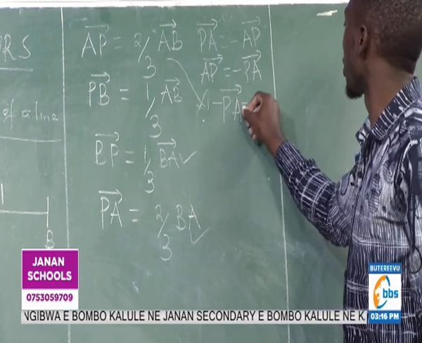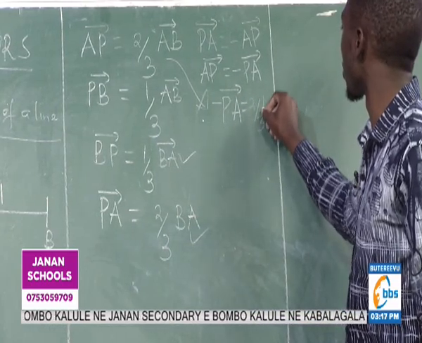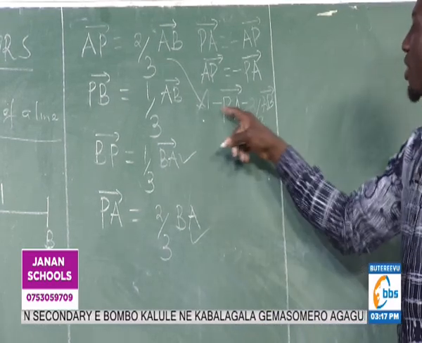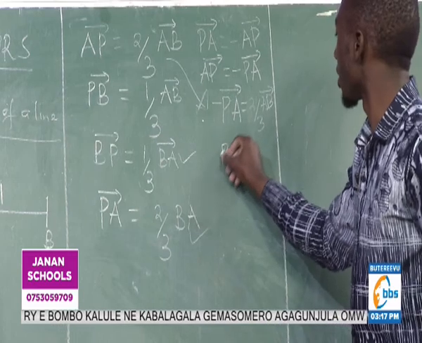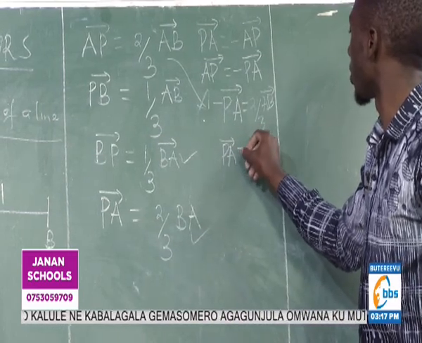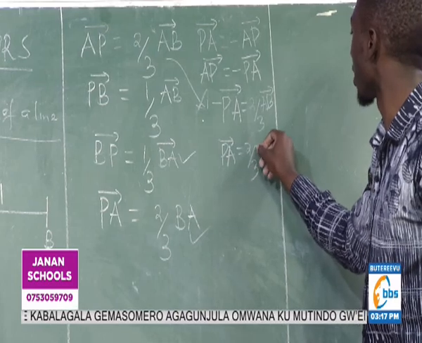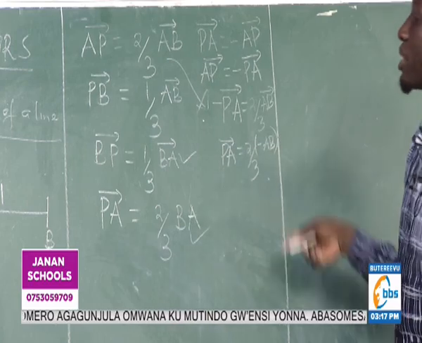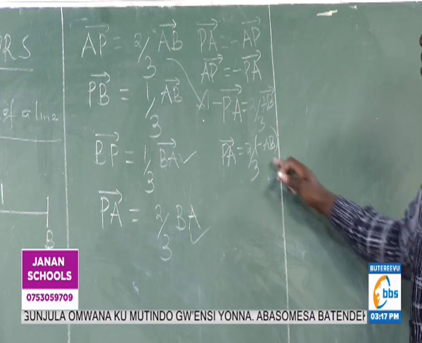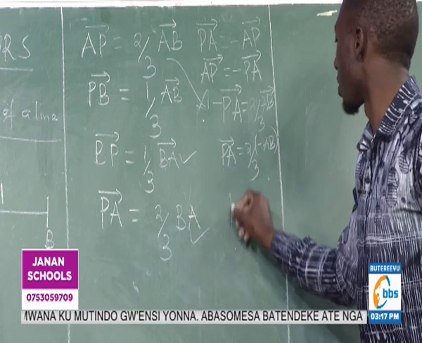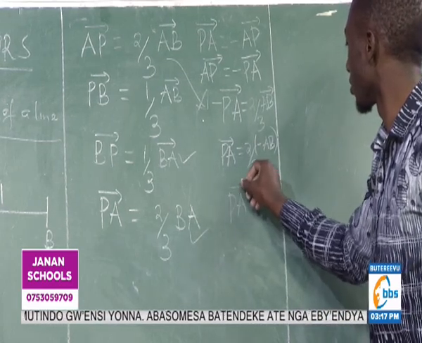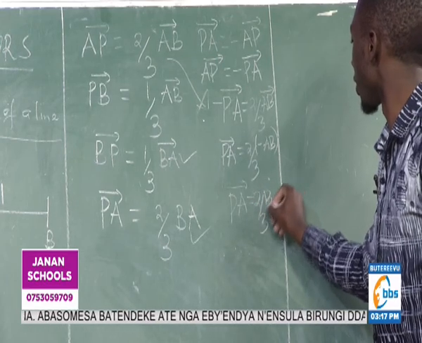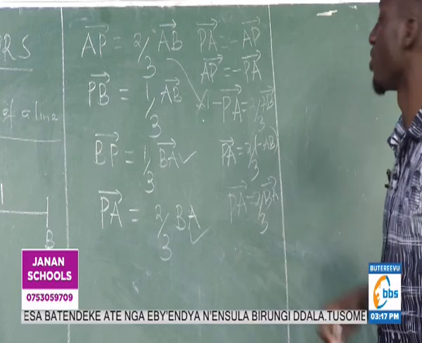Then still this will be 2/3 of AB. So I can divide by negative. When negative comes this side, it means I'll be having my PA being equal to 2/3 of negative AB. But again, that negative AB is the same as BA. We just have to change where we are starting from. So see, we end up having PA as 2/3 of BA. It is the same thing. It is the same information.